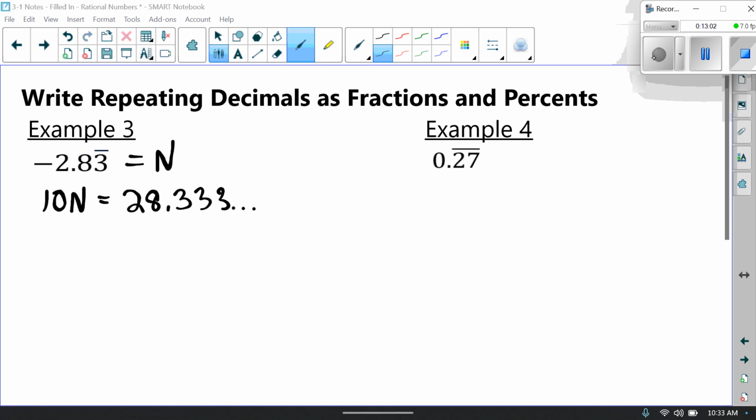You with me? What's n? 2.83 repeating, right? Okay, so on one side over here, we're going to subtract n, right? And then on the other side, we're going to subtract n. That's 2 minus 2.833 repeating.